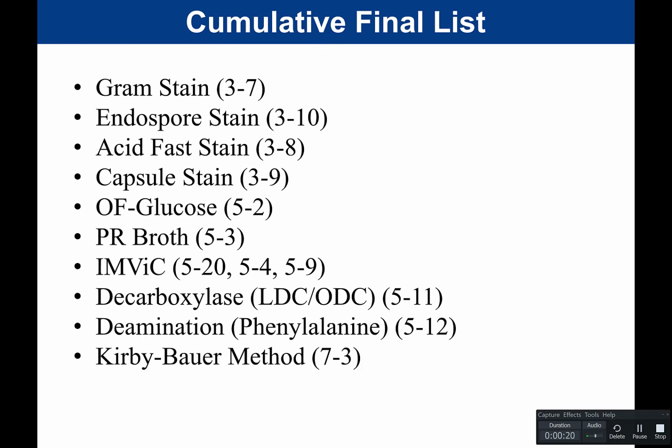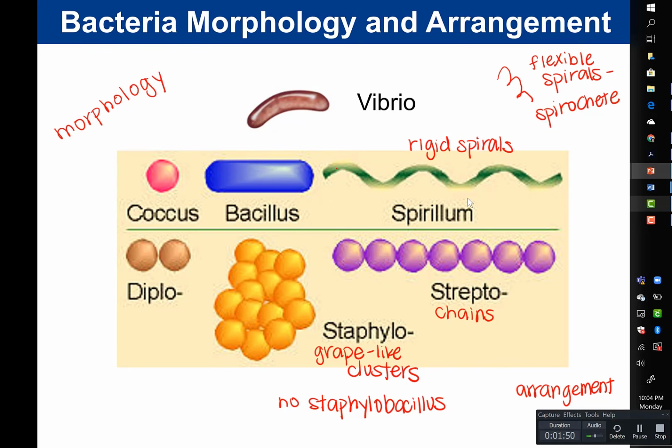And so this will include the gram stain, the endospore stain, the acid fast stain, capsule stain, OF glucose, phenol red broth, IMViC, decarboxylase, deaminase, and then lastly the Kirby-Bauer. After I review these, then I will review the new material. You want to know this slide. This is going to be important. You're going to see this in lecture and lab.